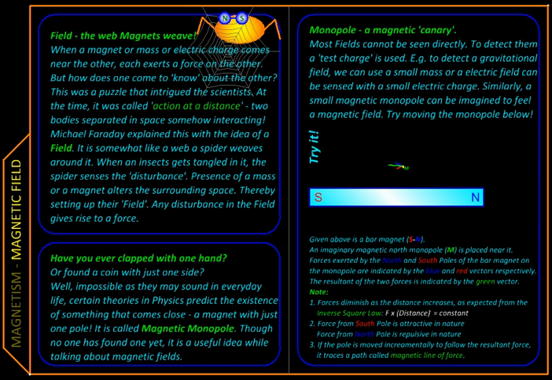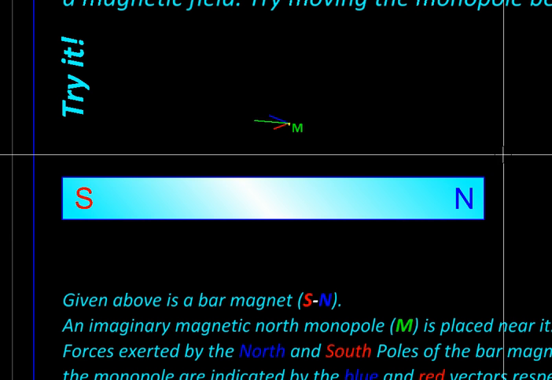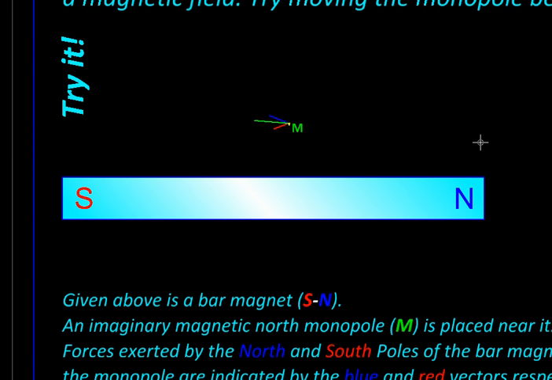But can we see it? No, we can't. But we can visualize it. We can even sketch it using what are called the lines of force. So a magnet has magnetic lines of force around it, and we can visualize them as the path followed by a small magnetic monopole left on its own.